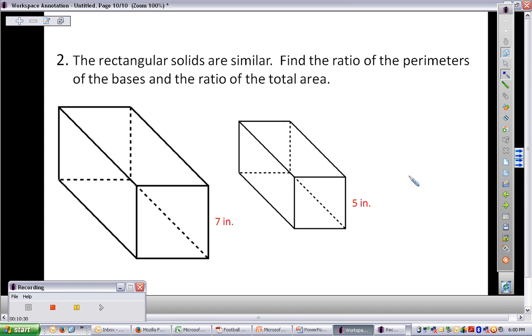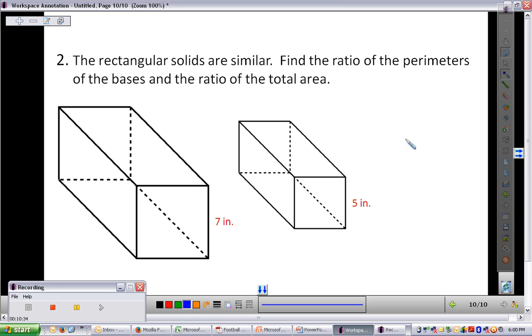Another example, dealing with these rectangular solids, these rectangular prisms here. Ratio of the perimeters this time. And let's start by finding the scale factor. Going from left to right, the scale factor is going to end up being 7 over 5. And the scale factor is the same as the parts now. Perimeters fall into that category of parts. So the ratio of the perimeters is also going to be 7 over 5.